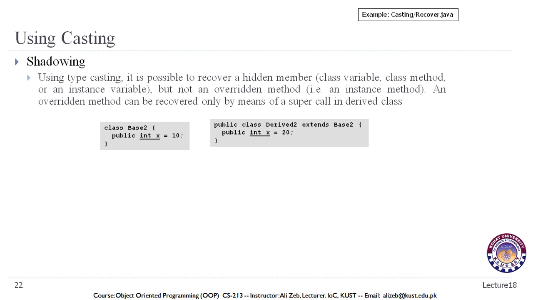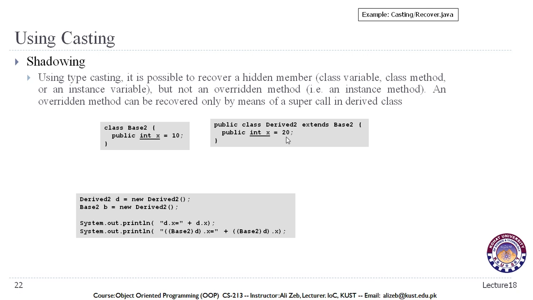For example, we have these two classes: class Base2 with the variable integer x initialized to a value. Then we have a class that derives the Base2 class with the exact same variable. The name of the two variables is exactly the same, but the values are different. Now, if you want to see which variable will be printed and which variable will be shadowed, we can use this example. For example, this object is initialized with the subclass reference, and this object is initialized with the superclass reference.